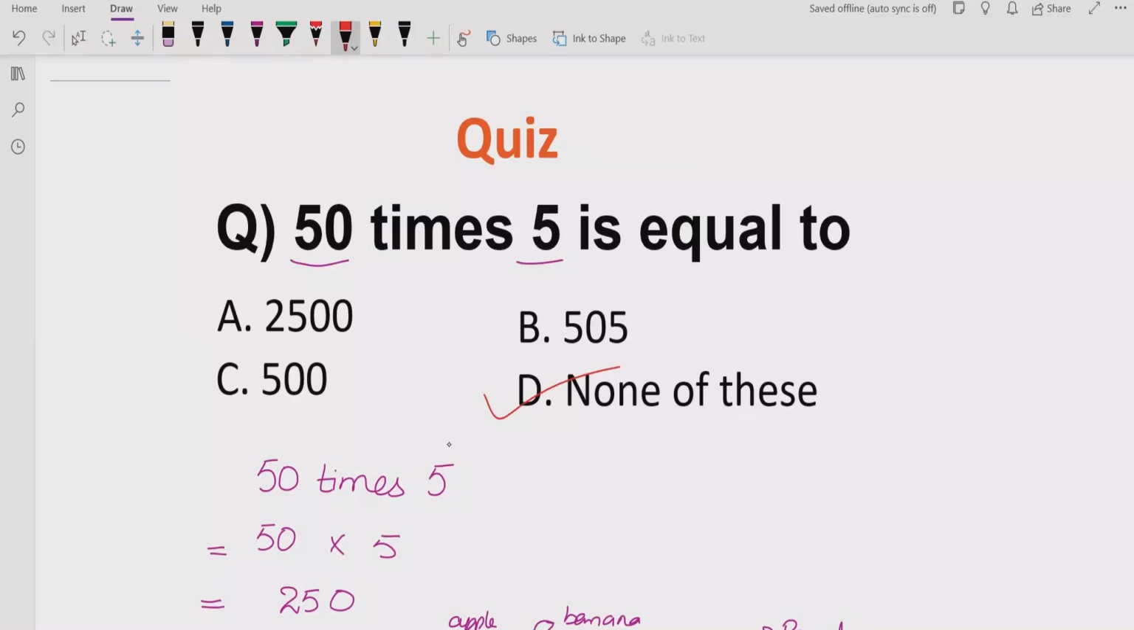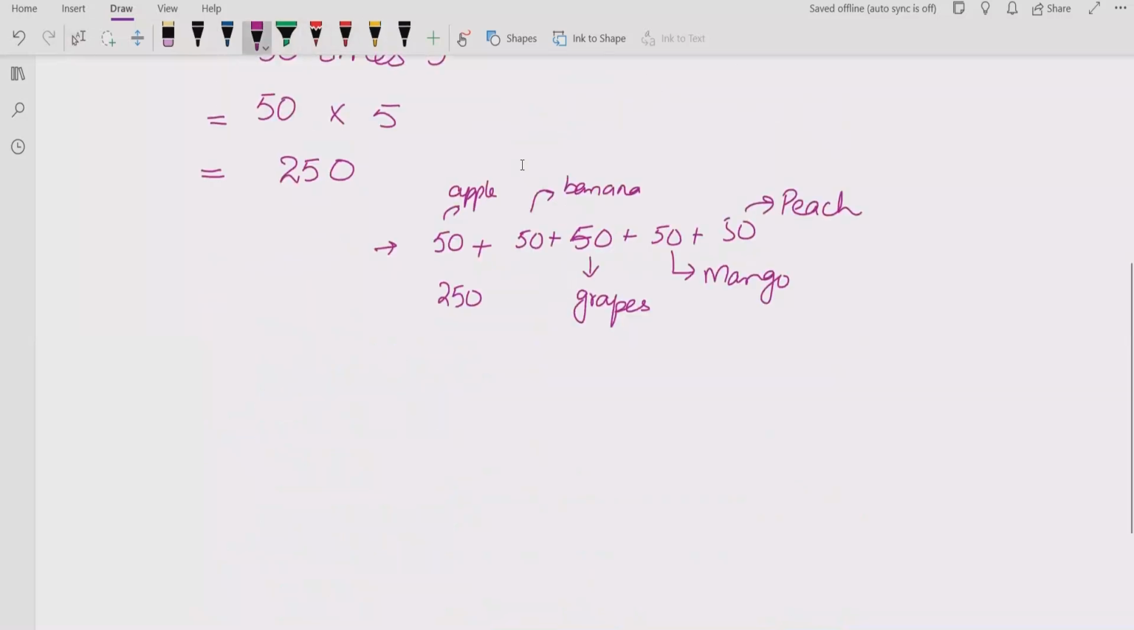So I hope you understand the meaning of 50 times 5. Or if you say 50 times 4, we have to multiply 50 by 4, right? I can explain it another way. If we have 50 times 4, we have to multiply 50 by 4, and after that we will get the answer 200, right? So this is the answer. I hope you understand this question.